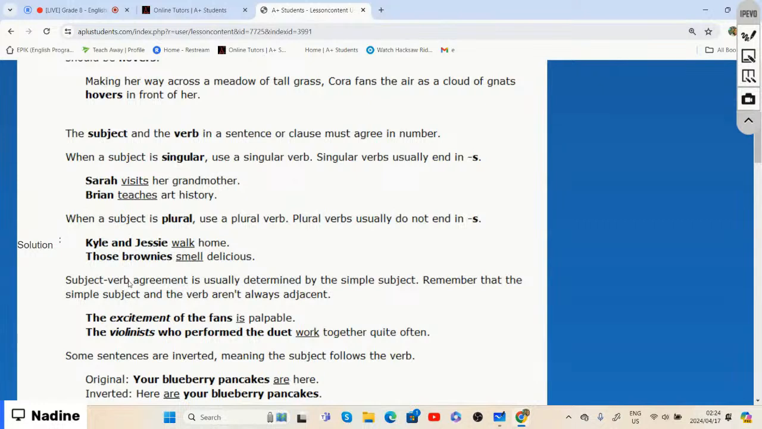For example, Kylie and Jesse, it's plural, right? They walk home, not walks home, they walk home. Those brownies refers to more than one brownie. So those brownies smell delicious, right? So those brownies smell delicious.